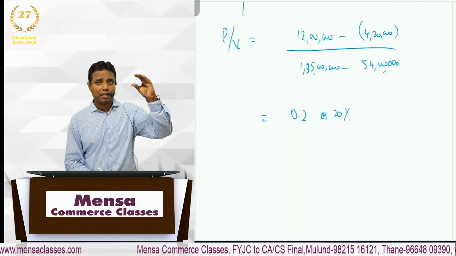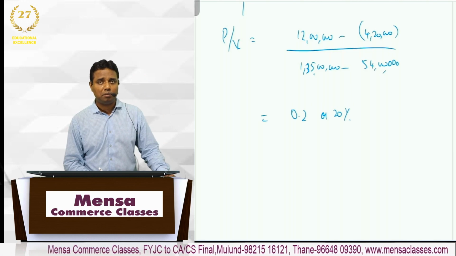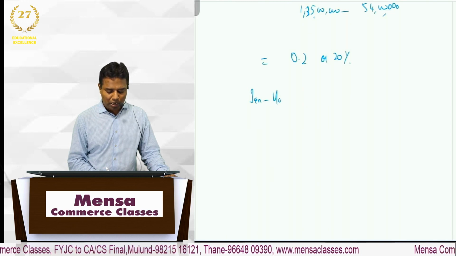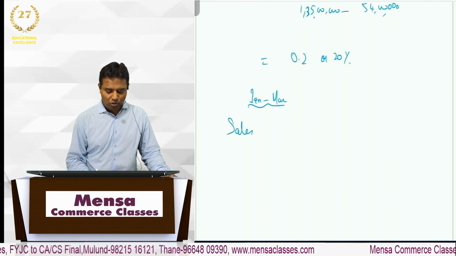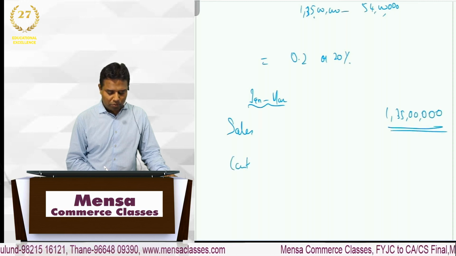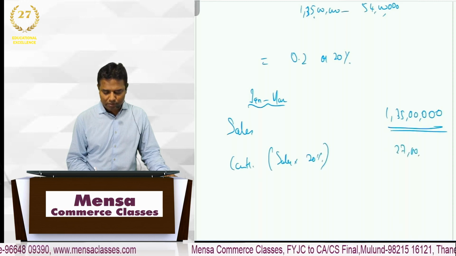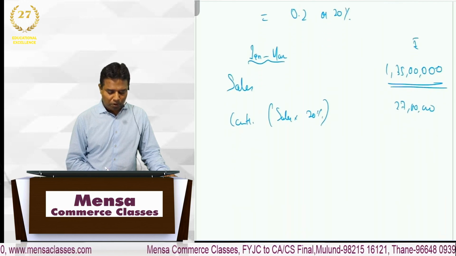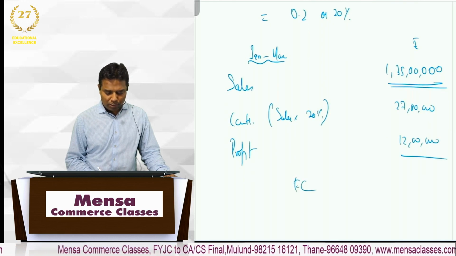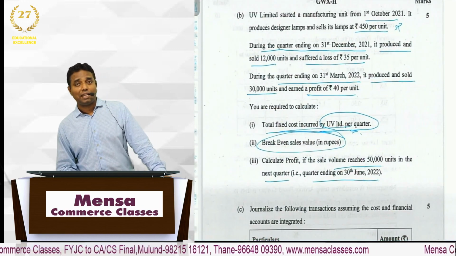So what you do is, like sales, 20% is contribution. You know the profit. The difference is nothing but your fixed cost. So we'll take the quarter from Jan to March. The sales was 1,35 lakhs. So your contribution will be sales into 20%, that is 27 lakhs. Then you know the profit for the quarter was 12 lakhs. So your fixed cost will be 15 lakhs.